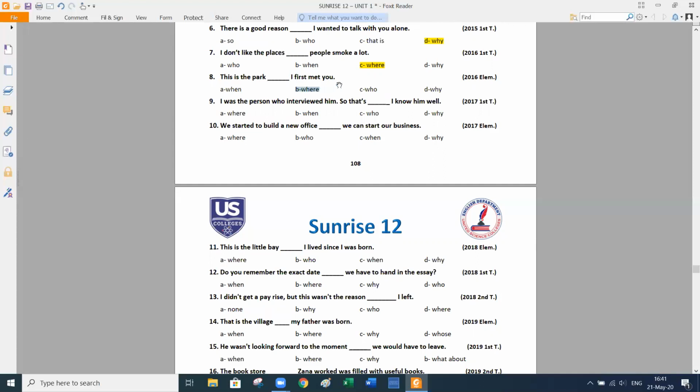This is the park where I first met you. Where did I meet you first? If you can ask this question using the question word where, it means we're talking about a place. This is the park where I first met you. So this is our answer. Number 9.